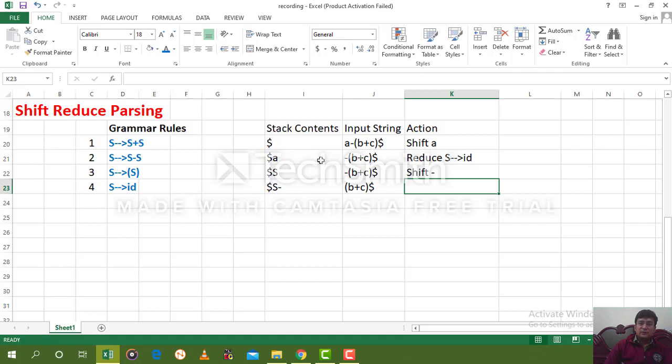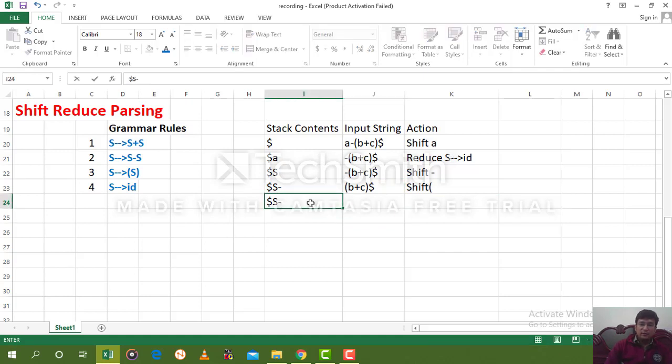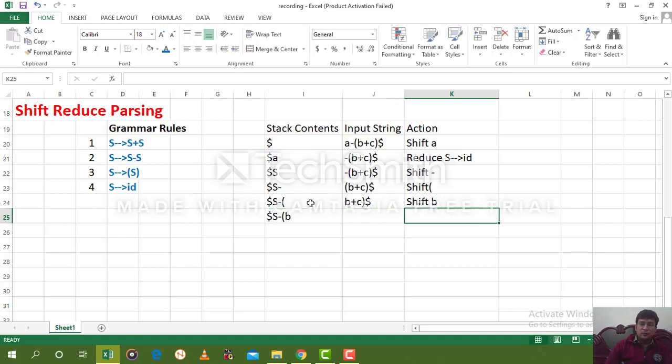We have the opening parenthesis. What we can do with the opening parenthesis, we can move that on the stack. So shift the opening parenthesis on the stack. If you push that symbol on the stack, we have these symbols on the stack. In the string we have b plus c, bracket close, and a dollar. So now we have the b symbol in the input string, we will push that symbol on the stack. So we will shift the b symbol on the stack. There is a dollar, S, minus, opening parenthesis, and we are pushing the b on the stack. Fine? So in this string, we remain with plus c, bracket close, and dollar.